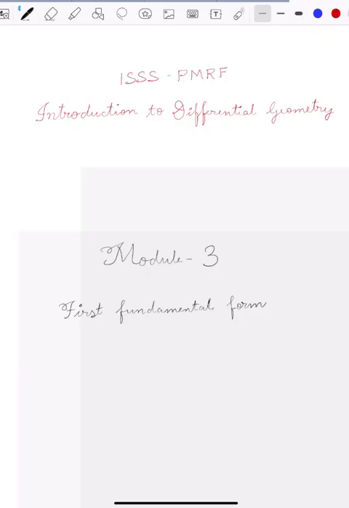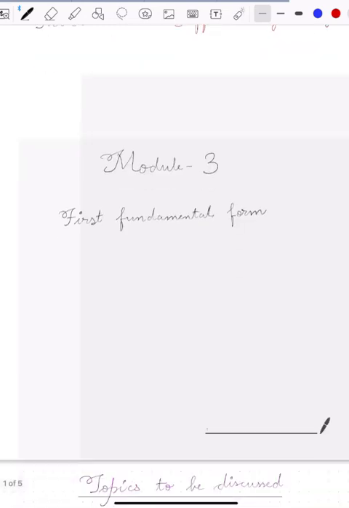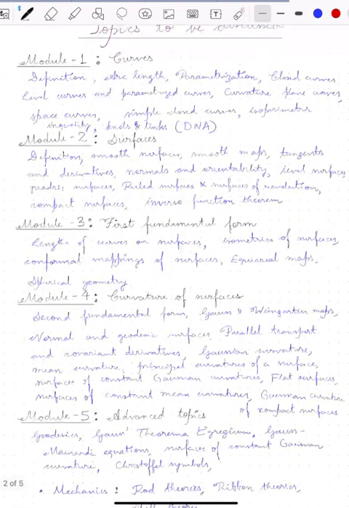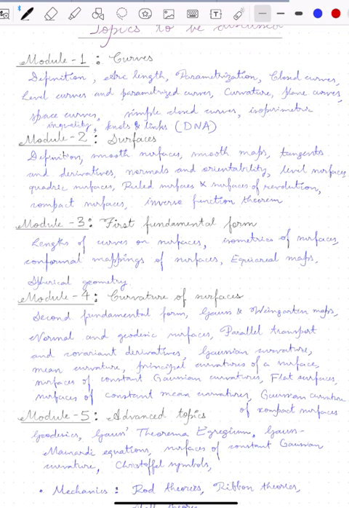And today we'll start with module 3 of the course, which is the first fundamental form. So far we have covered modules 1 and 2, where we talked about an introduction to curves, described various parametrizations, and talked about different types of curves, and also about knots and links, which are very useful in studying structures such as DNA and all, right?